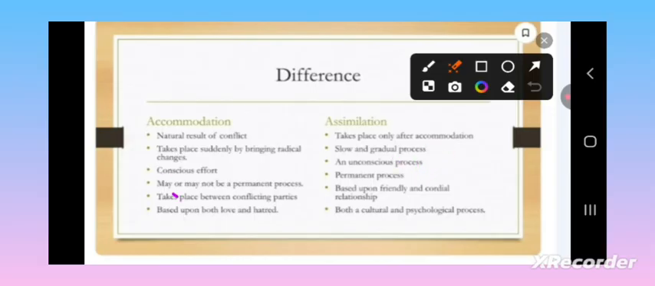Accommodation may not be a permanent process. Assimilation is a permanent process. Accommodation takes place between conflicting parties. Assimilation is based upon friendly and cordial relationships. Accommodation is based upon both love and hatred. Assimilation is both a cultural and psychological process. The key distinction is that accommodation is a temporary, conscious adjustment to coexist despite differences, while assimilation is a slow, often unconscious, and permanent process where one group absorbs the culture of another, leading to a complete merging of identity.